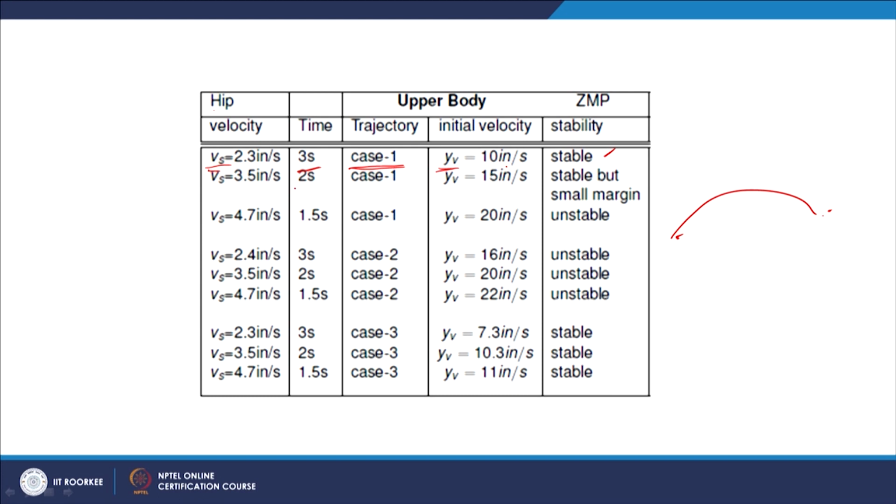But if we reduce the time, that is, it moves a little bit faster, within 2 seconds one step, then using case 1 this becomes unstable at a particular instant of time. So, it will fall down, and if you reduce it further, it is always unstable and will fall down. Similarly for the other cases. So, we observe that case 3 is a suitable trajectory for the upper body motion.